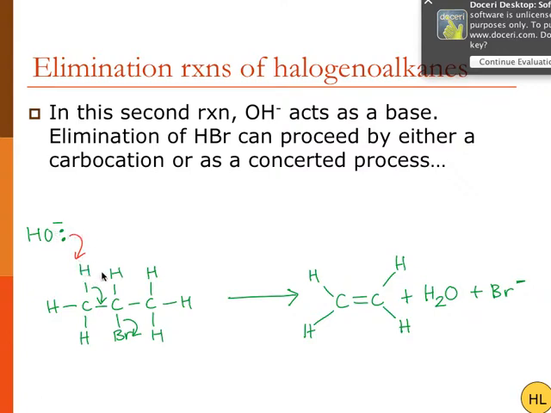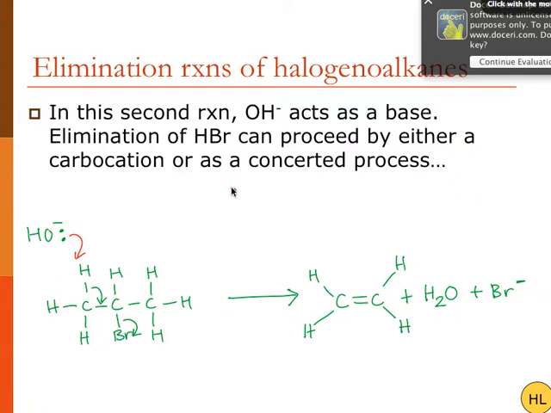Or we could have a concerted process where this lone pair is going to be donated to this hydrogen to make water. This bonded pair is going to come between these two carbons as an additional bond. The bonded pair existing as a bond between this carbon and this bromine is going to go to the bromine, making the bromide ion. Okay, the products are the same, it's just the mechanism that is different.